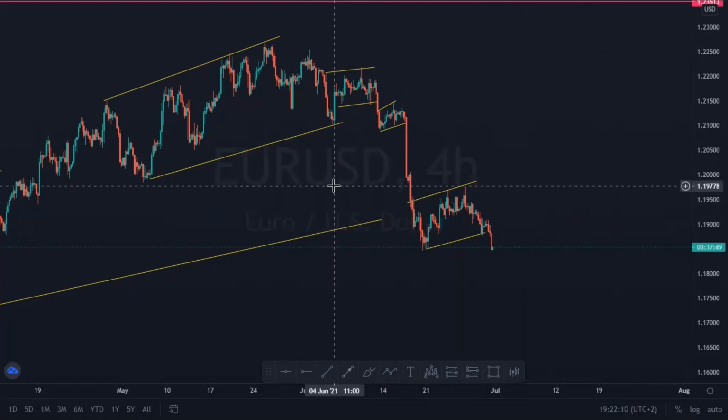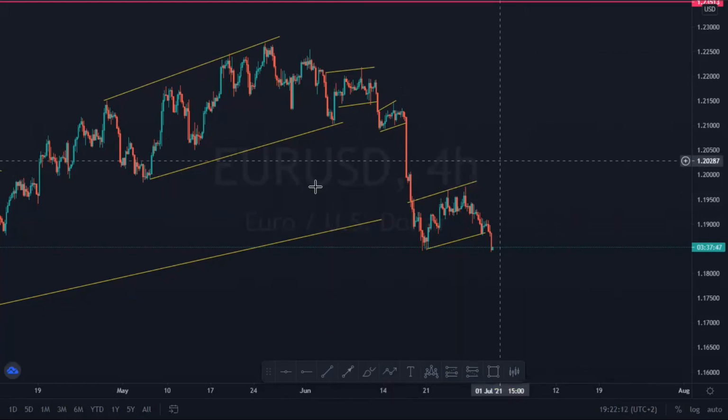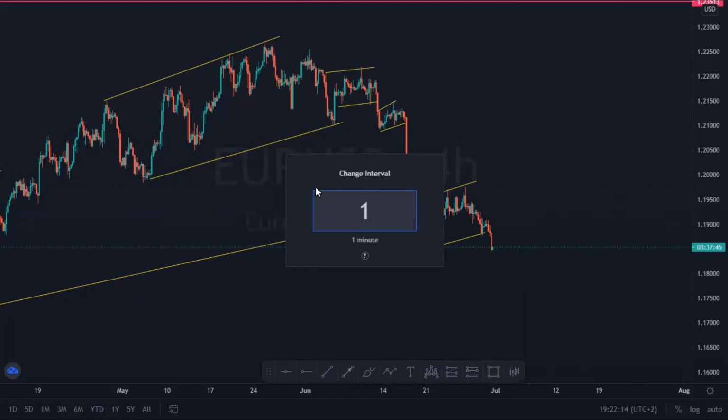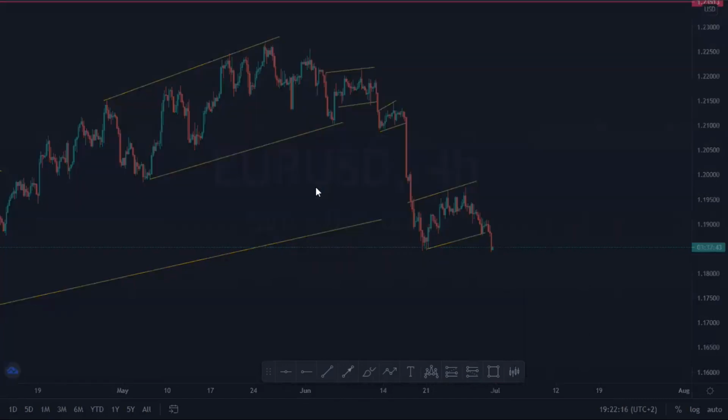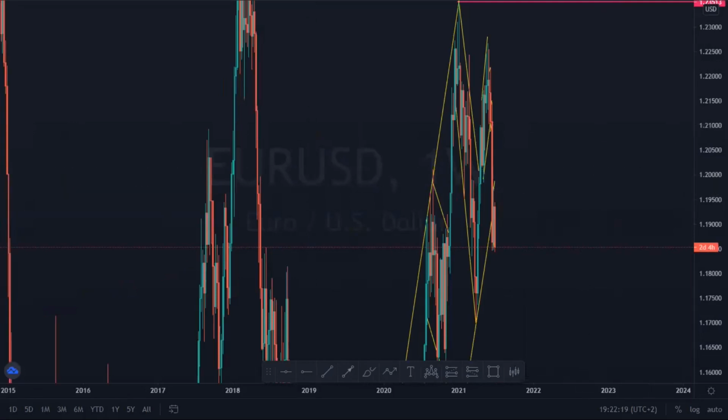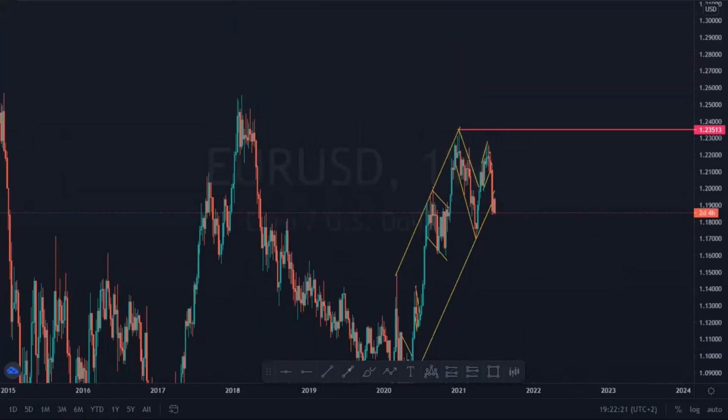We started from 1 week. Let me go back to 1 week. I'm still on the 4-hour time frame. Let's go back to 1 week. Going back to 1 week. That's where we started.